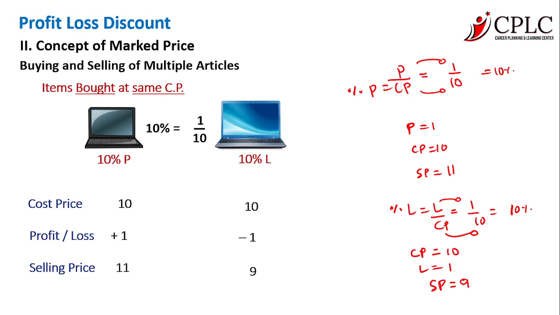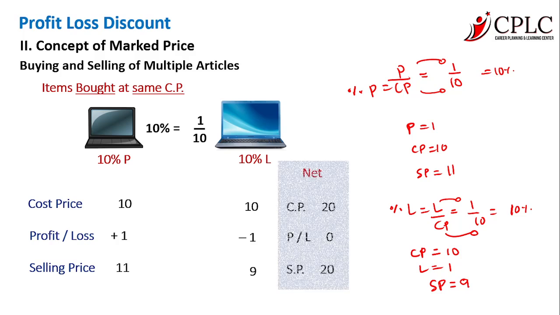So we have to do the total cost price and the total selling price for both the transactions combined together. So when we do that, total cost price of both the laptops becomes 20 rupees because 10 plus 10. And total selling price also becomes 20 because 11 plus 9. And when you come across this, that cost price is 20, selling price is also 20, that is both are same, which means there is a break even scenario. And there is no profit, no loss.